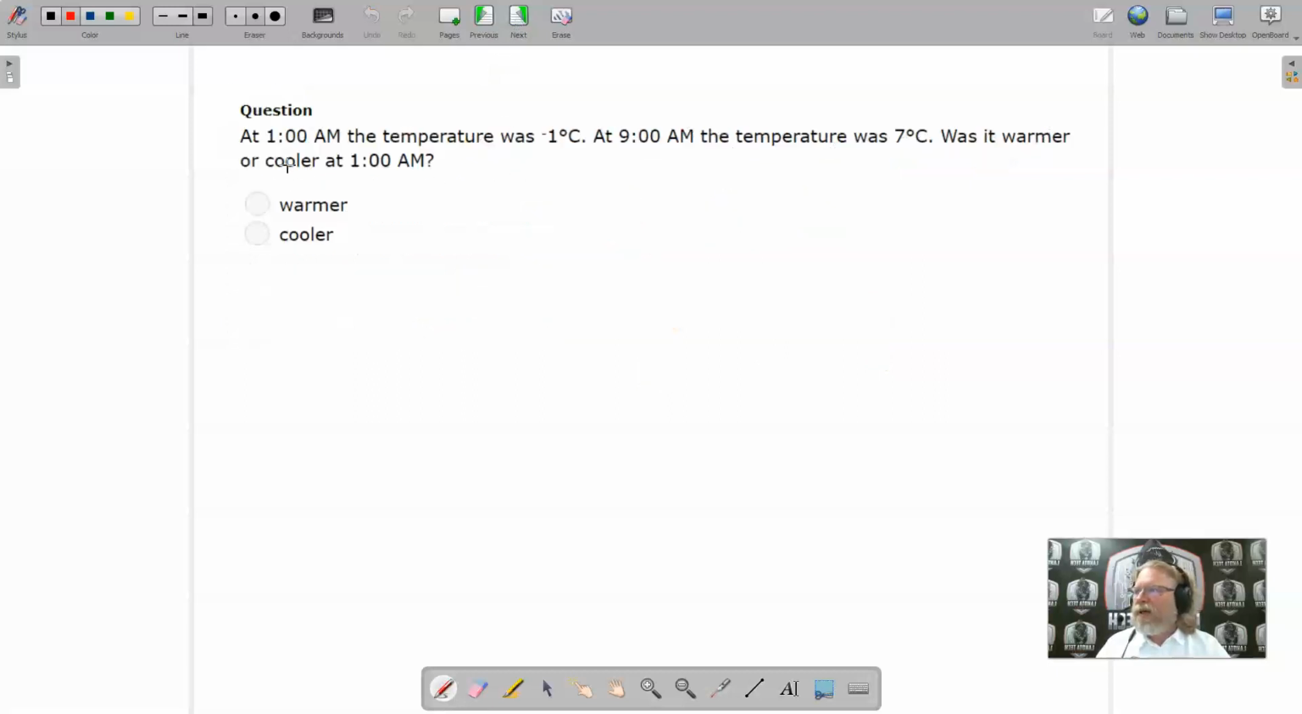Another word problem here. At 1 a.m., the temperature was negative 1 degree Celsius. So 1 a.m. Oh, I should have squeezed that in there. Let me erase a little bit. There we go. So at 1 a.m., it is negative 1 degrees Celsius. We'll put the label on there. And at 9 a.m., and we're assuming this is on the same day, it is 7 degrees Celsius.